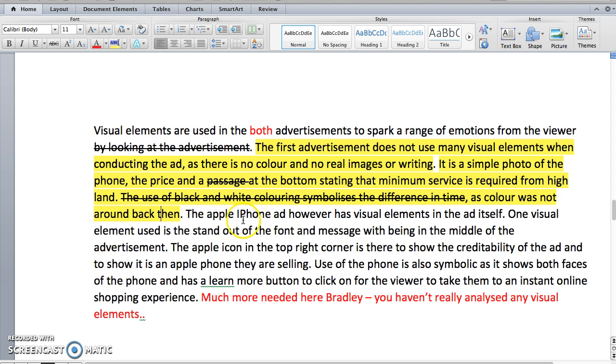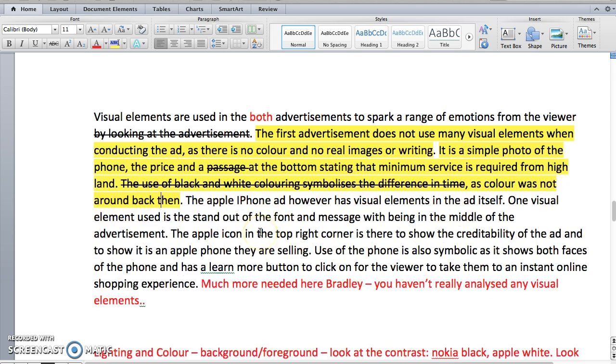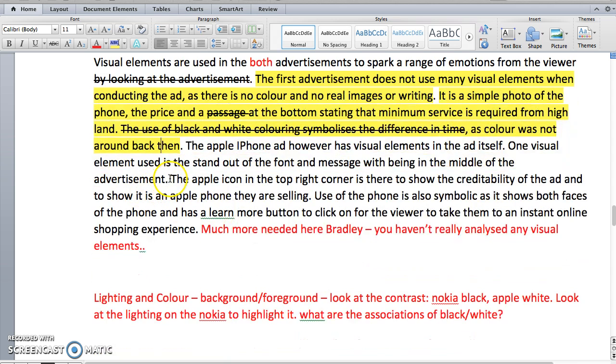Okay, so you need to be using a lot more technical language from your Elements of Visual Language handout, Bradley. And you need to be looking at the examples of how you use that language on the two annotated advertisements that are attached. Not to mention the annotated advertisement that we did in class that I also gave you a hard copy of. So this section needs more work.